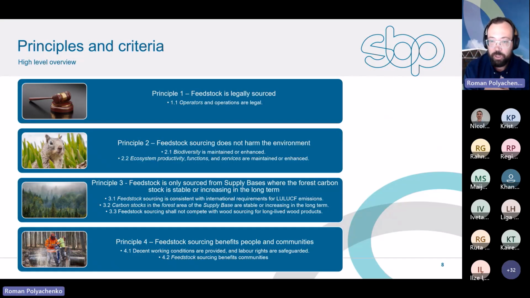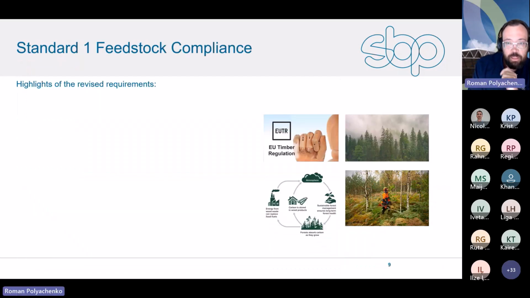Let's look at the high-level structure of Standard 1. We have 4 principles. The most exciting principle is 3, about forest carbon. This is where we differentiate from other schemes like FSC and PEFC. We have 8 criteria underneath the 4 principles, and there are a total of 42 indicators altogether. So as I said, in this presentation, we will not go through all 42 indicators. Please go to the online modules for Standard 1 and also read the guidance. You will have a lot of detailed information about each of the indicators. So let me give you some highlights.